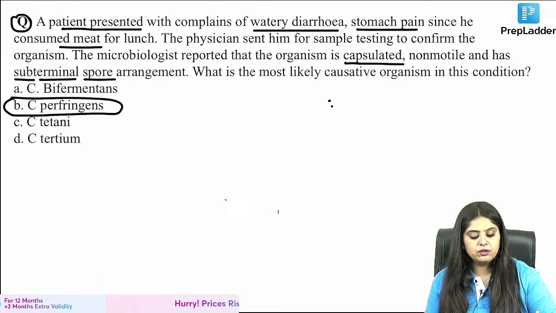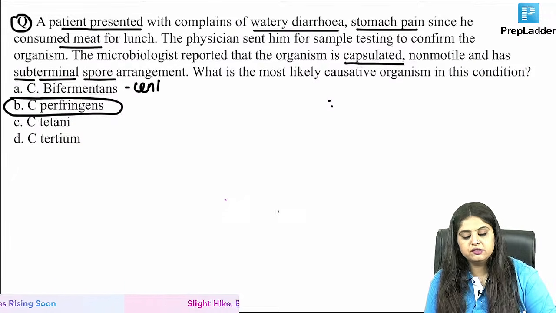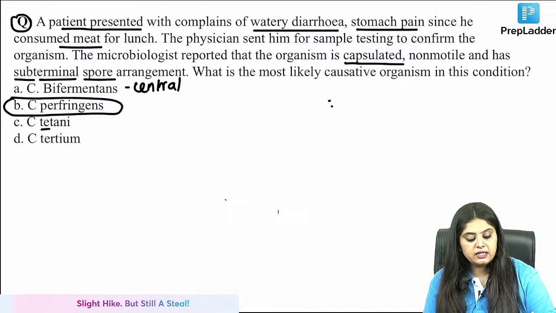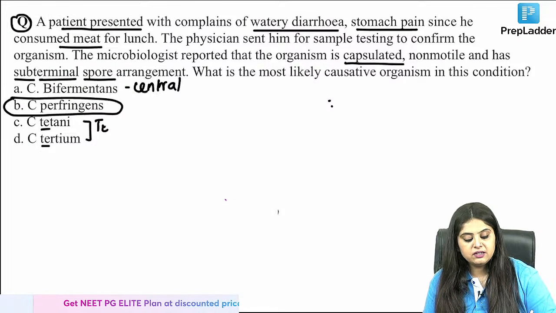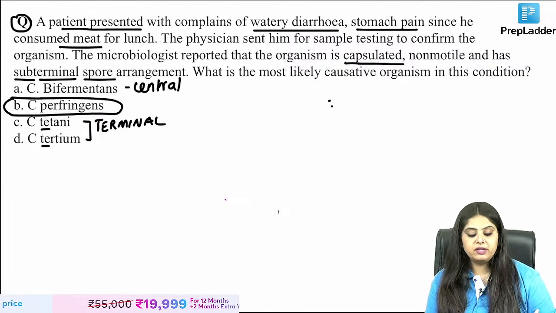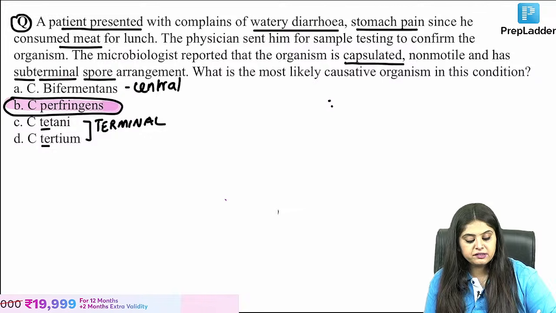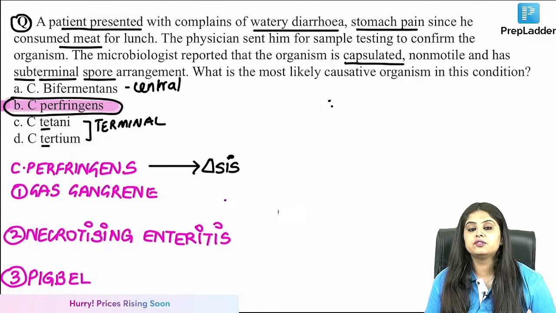Why didn't you think of Clostridium bifermentans? Because bifermentans has a central spore. Why didn't you think of tetani and tertium? Because tetanus का तो history नहीं था ma'am. But tetani and tertium have what kind of spores? They are going to have terminal spores. So let me come back to the point of what this is. This is Clostridium perfringens. Tell me 3 things that Clostridium perfringens causes.